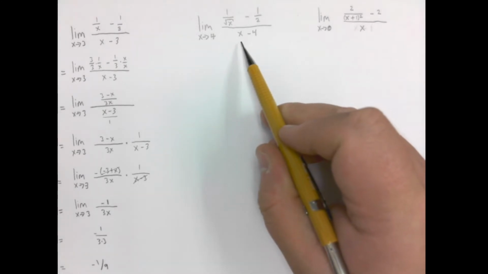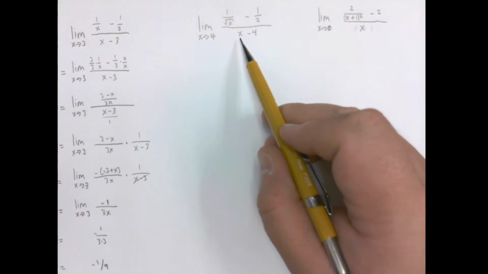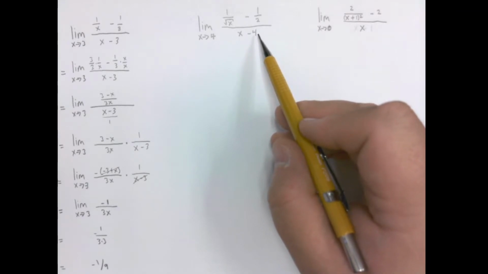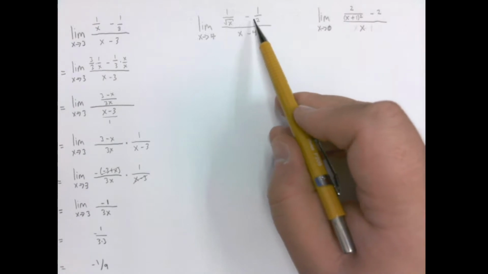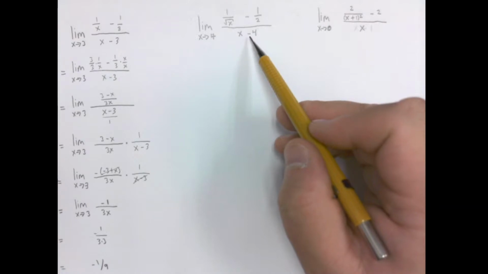We should note that direct substitution fails. If we try to substitute 4, you get a 0 on the denominator, 4 minus 4. And you also get a 0 on the numerator, because 1 over the square root of 4 is 1/2. 1/2 minus 1/2 gives you 0 also. So again, this is 0 over 0 indeterminate form.